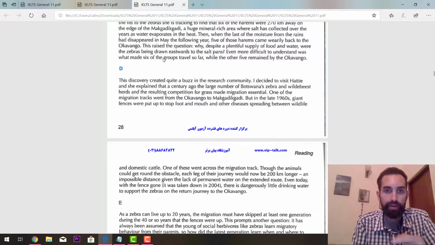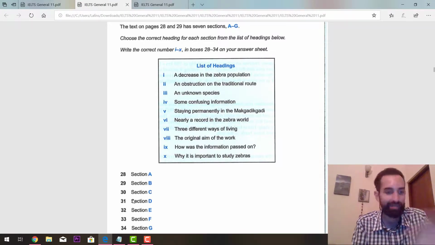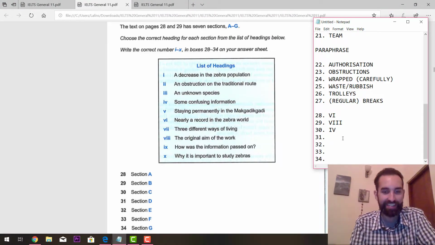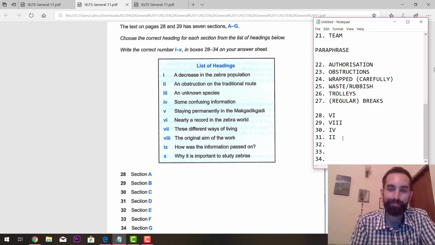Okay, this is talking about the fence. I think that was an obstruction on the traditional route. That is a very easy one. The entire paragraph was about a giant fence. So that is an obstruction on the traditional route.